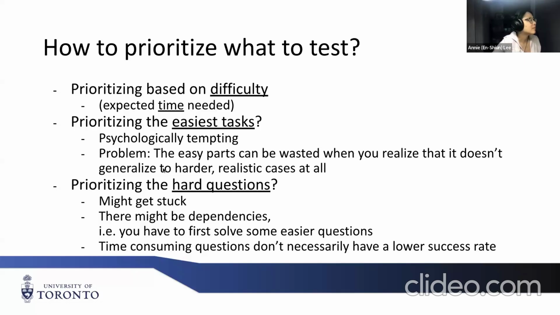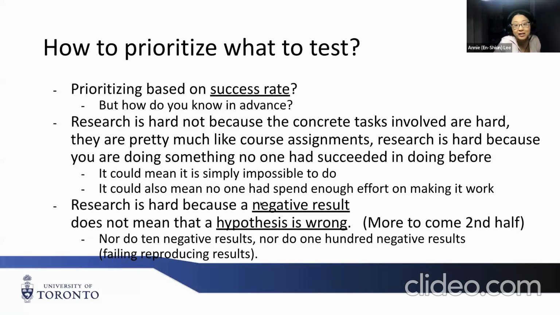Just start small. You can also prioritize hard questions, like deep problems of humanity. But you might have some dependencies. To solve the hard problems, you might have to solve some simpler problems, like in graph theory, right? You've got to solve the easy ones. And it could be time consuming and have lower success rates. You can also prioritize something that's going to be successful, but you don't really know that in advance. But typically, your supervisor, like myself, knows what's easier to publish, and more experienced professors or students would know.